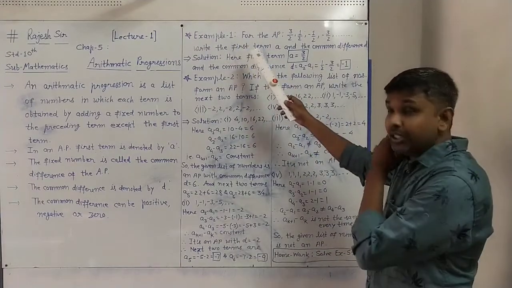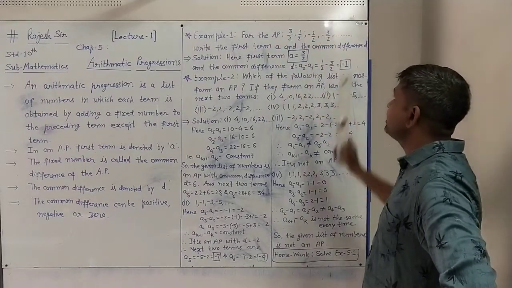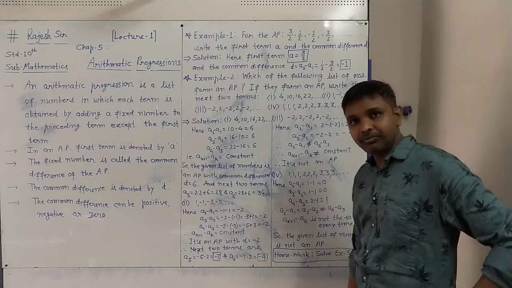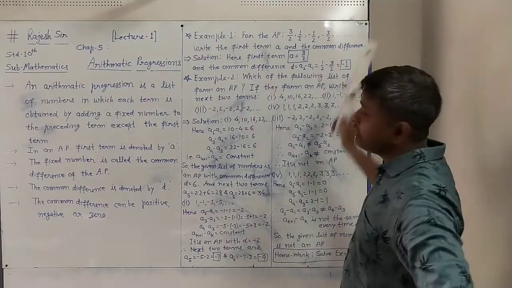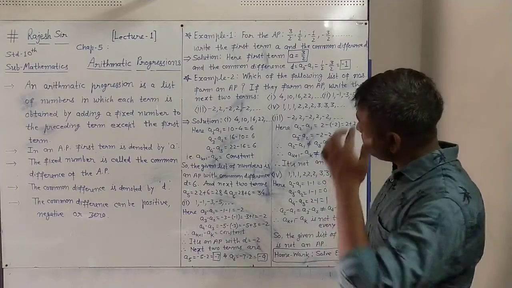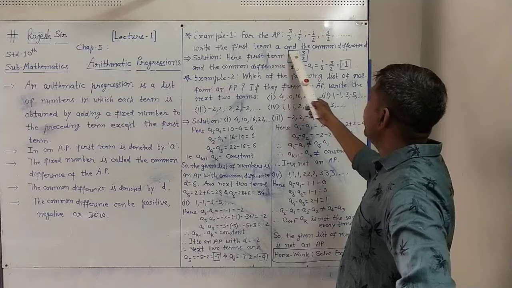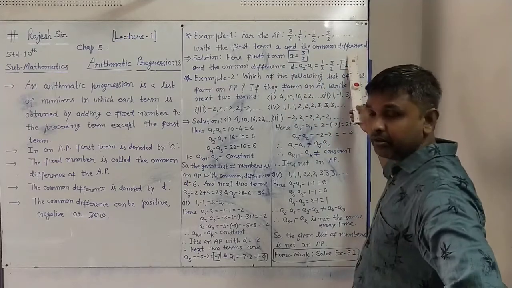In example 1 it is asked: for the AP 3/2, 1/2, -1/2, -3/2, which is an AP given, meaning a list of numbers in arithmetic progression, write the first term a and the common difference d.